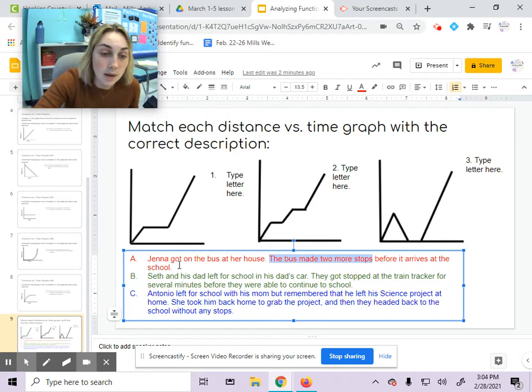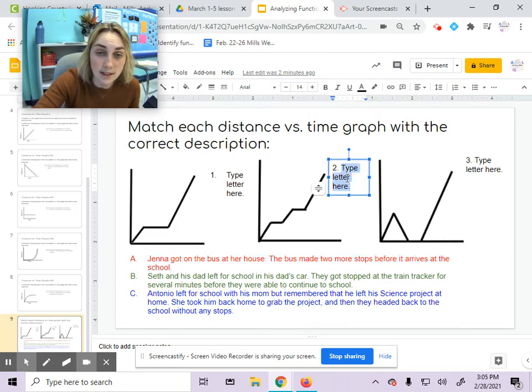So this one would represent A, because it does make 2 bus stops, and she's getting to school. So I would say that this one went along with A.